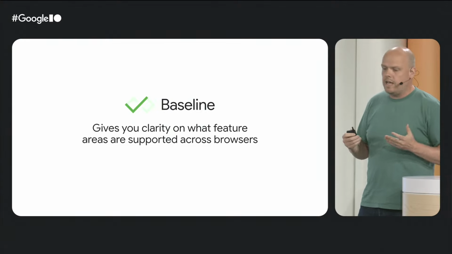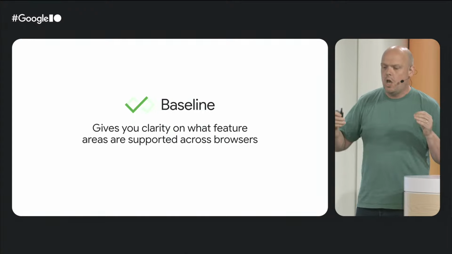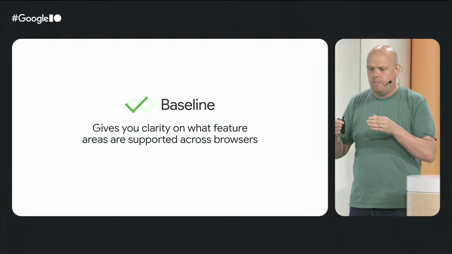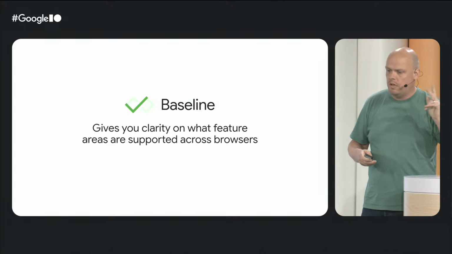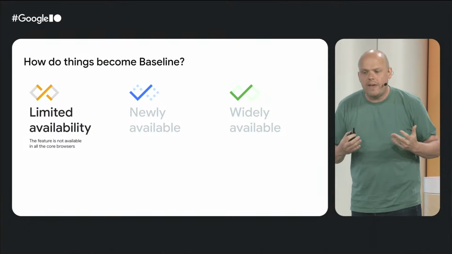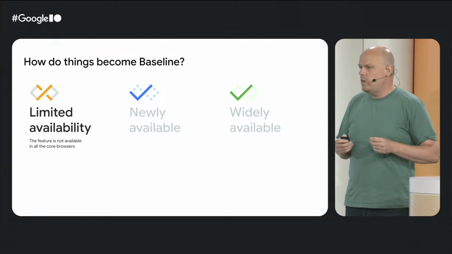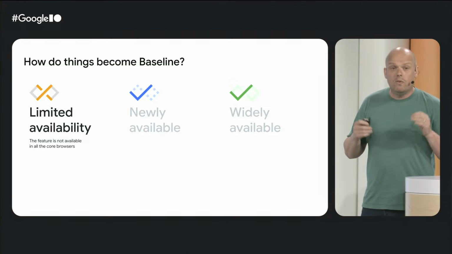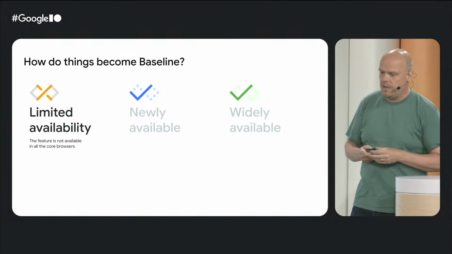The goal of Baseline is to give you clarity on what feature areas, things like CSS Grid, are supported across all browsers. It breaks it down by feature availability into three categories: limited availability, newly available, and widely available. Limited availability is when the feature is only in one or two browsers, and it's only really usable with polyfills or other mitigations. You're very unlikely to use it for a production site, but they're interesting APIs at that time.